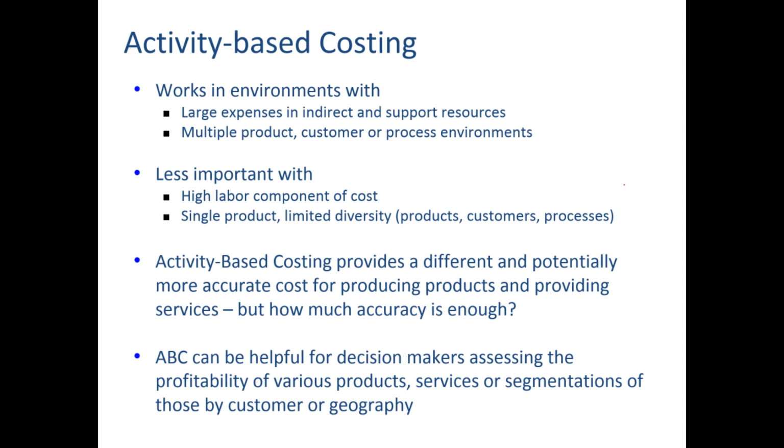Activity-based cost systems are less important when the product cost has a high labor component or when it's a relatively simple environment where there's a single product or a limited diversity of products or customers or processes or geographies. ABC systems can provide a lot of detail to management that enables them to make product or customer investment decisions with the necessary accuracy. But an important question to ask is, how accurate does our cost reporting system need to be? It's a challenging question that is up for management to decide.